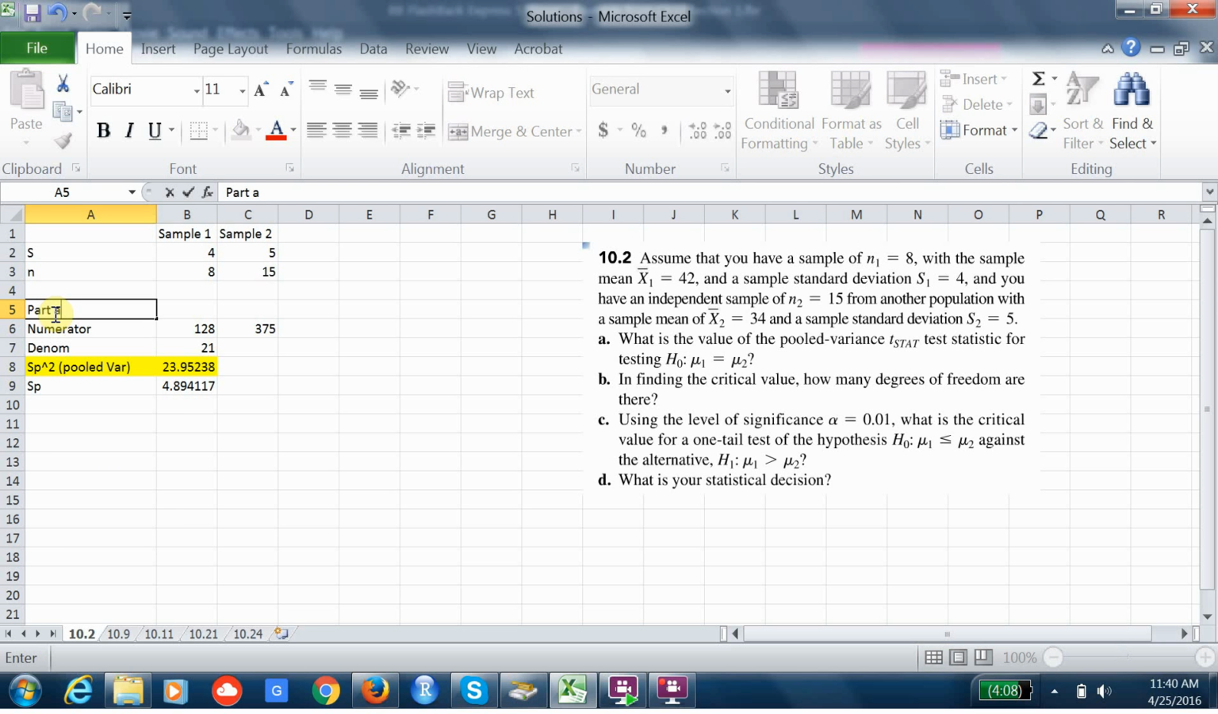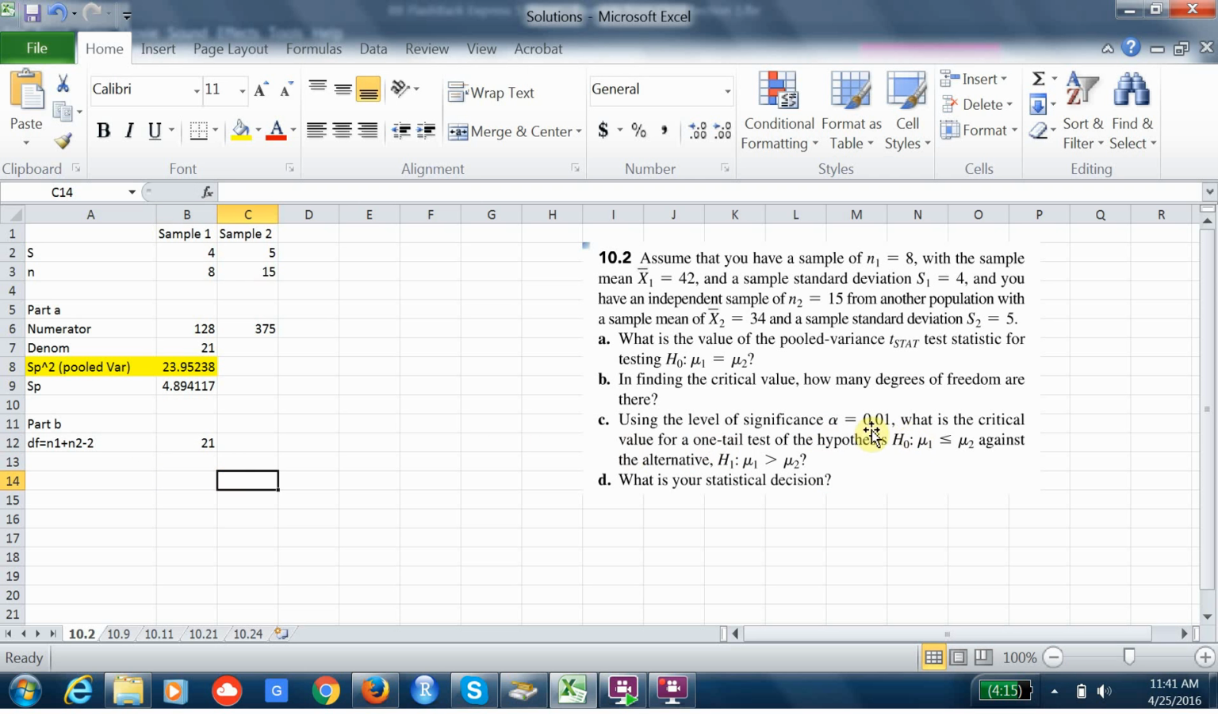For part B, in finding the critical value, how many degrees of freedom do you have? We didn't talk about the critical value a great deal, but basically it's just the value of the t-score which you're going to reject. You could equivalently compute the p-value. That's okay. But no matter how you do it, the degrees of freedom are always the same. The degrees of freedom for a hypothesis test where we're testing the difference in the means between two independent populations is always N1 plus N2 minus 2. So we actually did this right here. This is 21. This was our denominator right here.